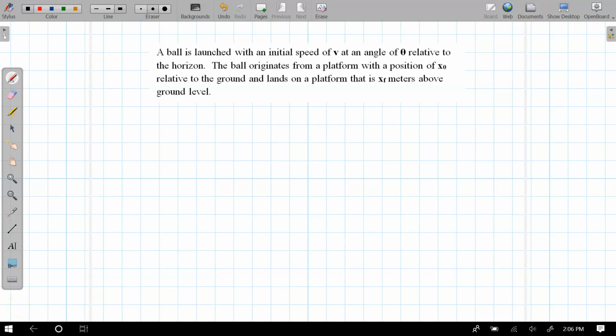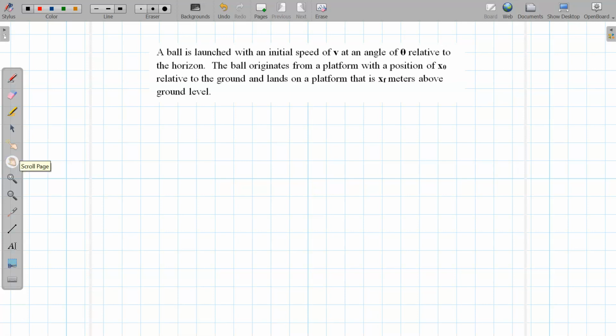In this video, I'm going to talk about setting up a projectile motion problem when the variables are given but no numbers. This is a general solution which is intended to help with problem solving in physics. And every problem is just a little bit different, so this is really just intended to get you started. Here we have a ball launched with a starting speed at a known angle relative to the horizon.